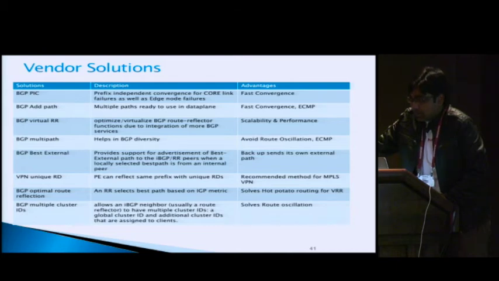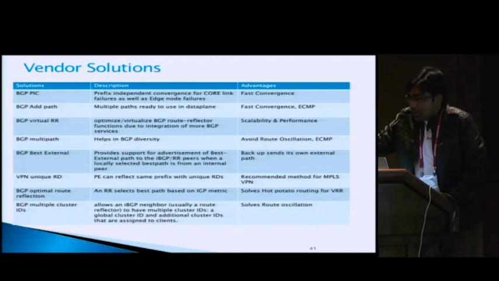BGP best external is used mainly for backup purposes. What happens at the edge is that when you receive the external prefixes, your edge sends whatever is the best, because at the edge you apply the BGP policies, and because of that, as we discussed earlier, your path diversity is reduced. But with BGP best external, your second edge or the backup edge can also send the second best or alternate external path to your internal iBGP peers.